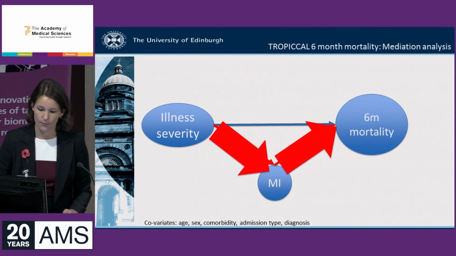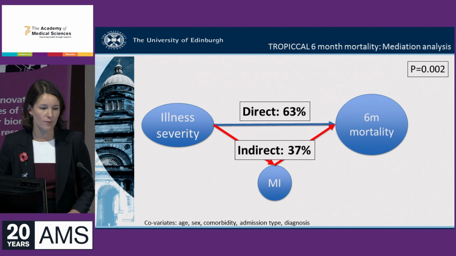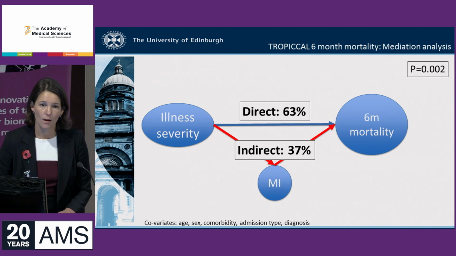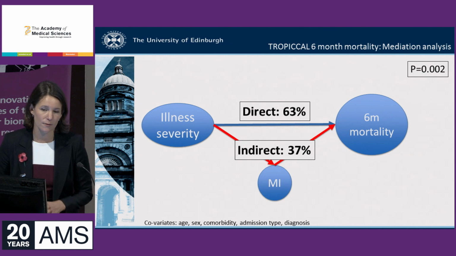So we found that there was a significant relationship between illness severity and 6-month mortality, and myocardial infarction and 6-month mortality. We found that there was the expected relationship with the direct pathway between illness severity and mortality. But we found that myocardial infarction partially mediated this response and was potentially responsible for around 37% of this relationship. And so this is important because this suggests that efforts to modify myocardial infarction may be able to modify 6-month mortality.